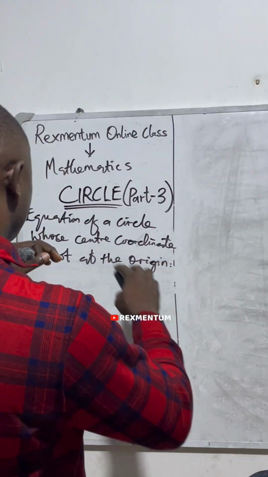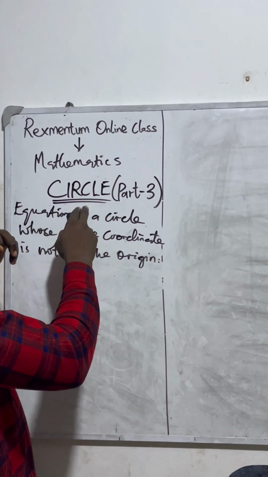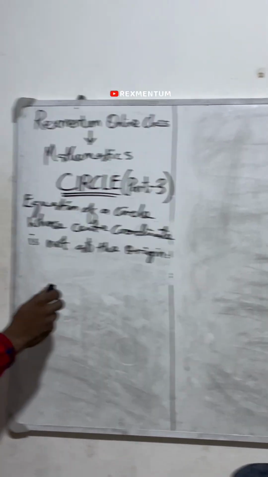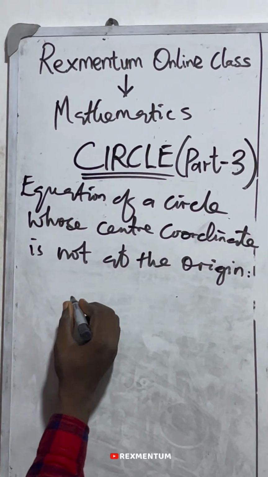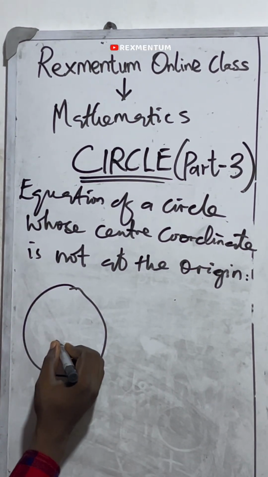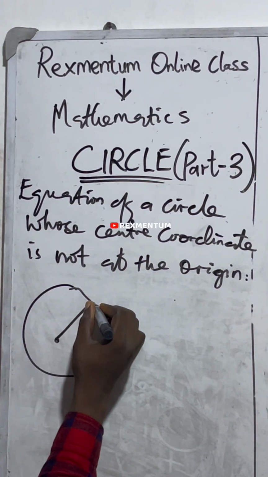Welcome once again. This is part 3 of this video on circles: the equation of a circle whose center coordinate is not at the origin. Now look at what happened here. Take this as the center, and this is the circumference.